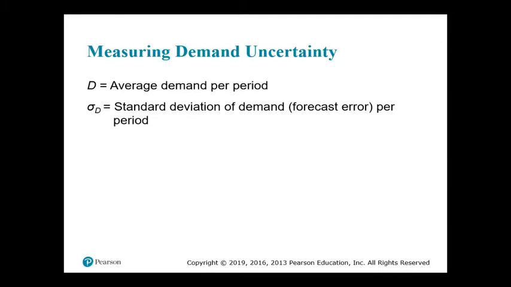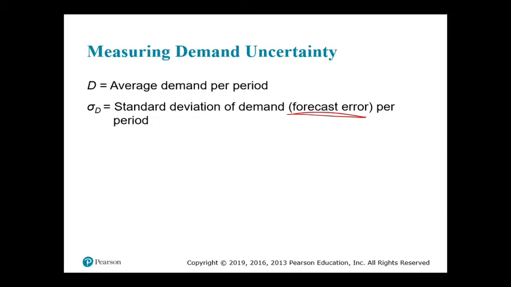So the second factor is demand uncertainty. Measuring demand uncertainty is done through the variability of demand. Denoting that the demand follows a certain distribution, it's a random variable in this case. We know its average, and we know its standard deviation. And so the standard deviation of demand is basically our forecast error.